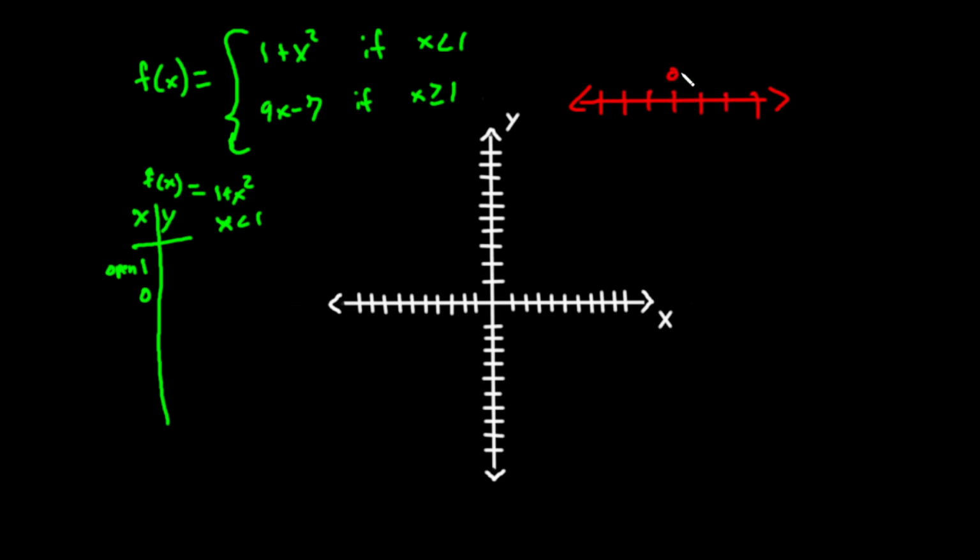Let's say 0's in the middle. What's going to be to the right and left? We have 1, 2, 3. We have -1, -2, -3. So when I say go in order, I mean go in order of the number line.